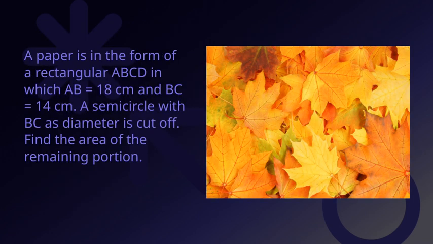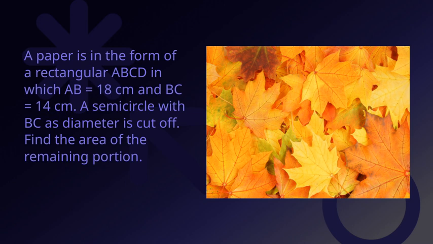Now let's look at this problem involving a rectangle and a semicircle. The paper is in the shape of a rectangle named ABCD, where the length of side AB is 18 centimeters and the length of side BC is 14 centimeters. These measurements give us a clear idea of the rectangle's dimensions.